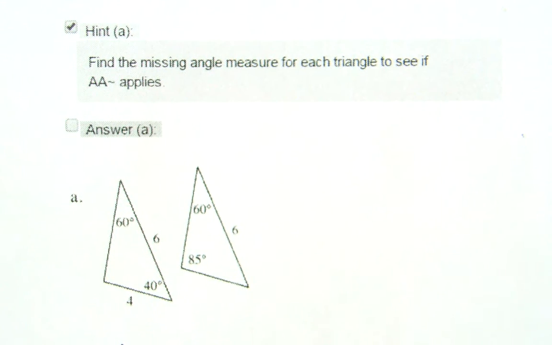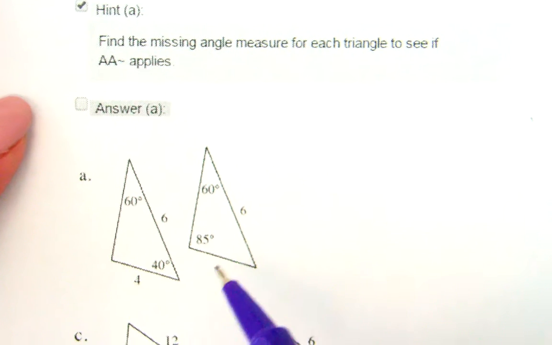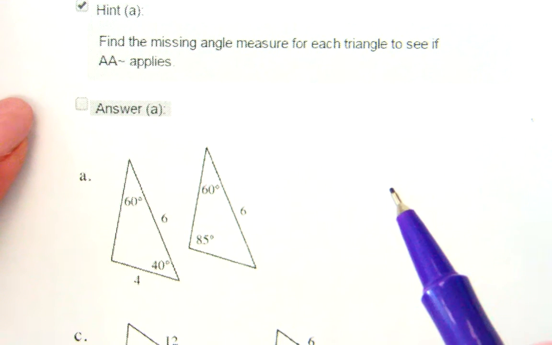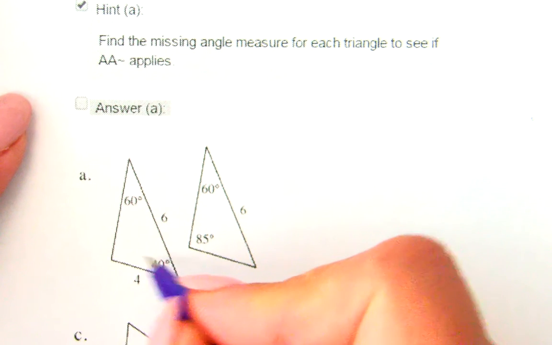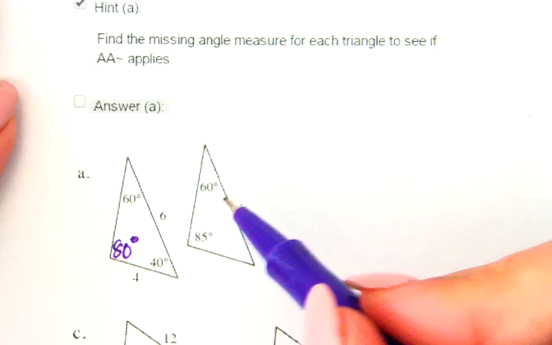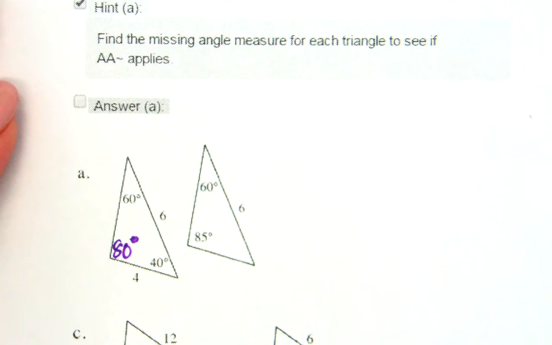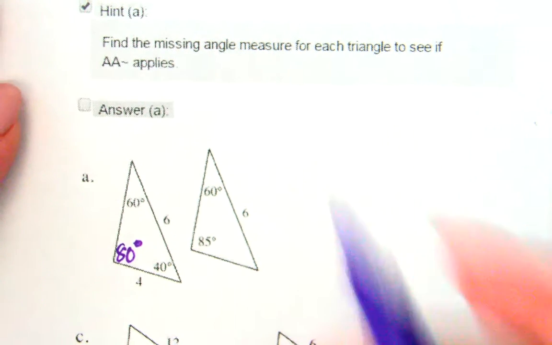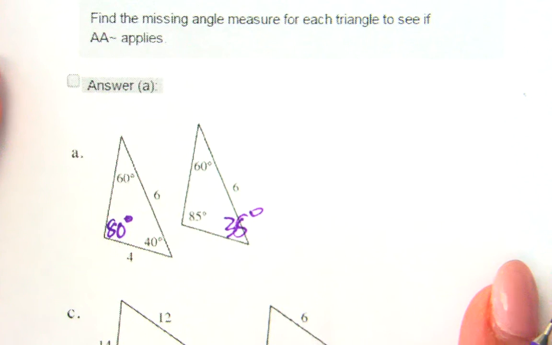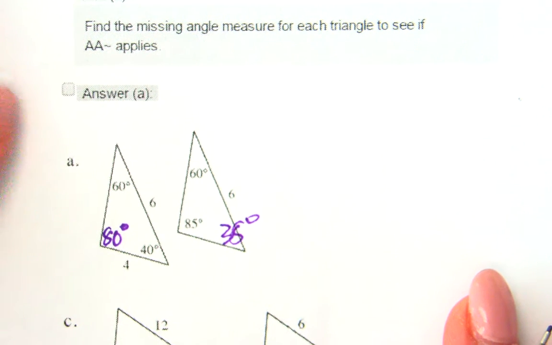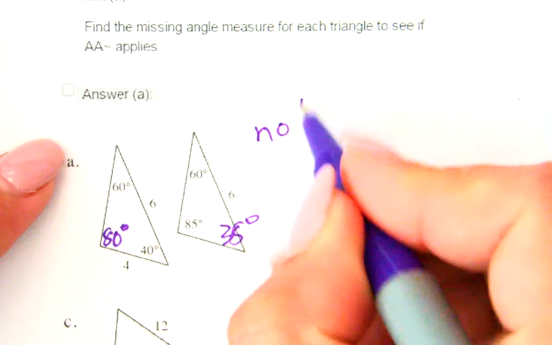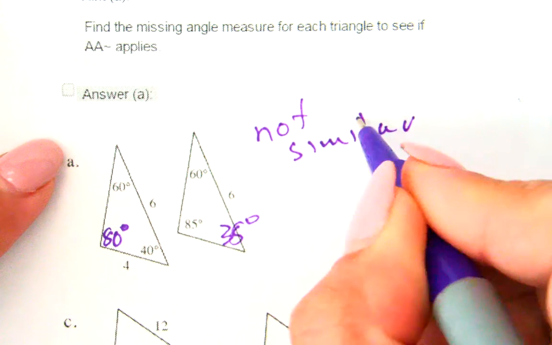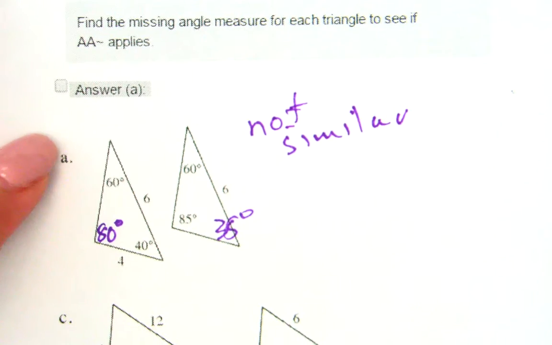So we have, let's see, 60 and 40, so that makes 100, right? And so that means take away from 180, that gives us 80 here. 60 plus 85 gives us 145. 145 take away from 180 gives us 35. Okay, so the angles are not the same. So they are not similar. Okay, that takes care of that one.